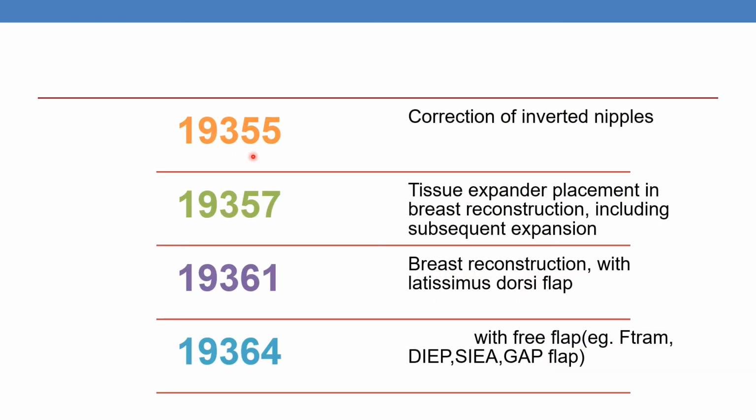Coming to the next CPT, that is 19355, which is nothing but correction of inverted nipples. The next is 19357, tissue expander placement in breast reconstruction including subsequent expansion. The next is 19361, which includes breast reconstruction with latissimus dorsi flap. The next is 19364, which includes breast reconstruction with free flap. Examples are free TRAM, DIEP, SIEA, GAP flap.